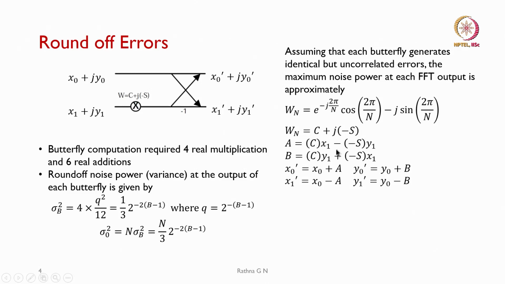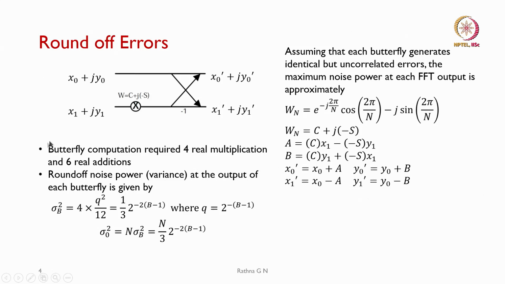Then we know that our a is cos times x1 minus minus sine times y1. In the same way b is represented in this fashion. And then we know that x0' is equal to our real part x0 plus a, where a is given by this equation, and y0' is nothing but y0 plus b, given by this equation. x1' will be x0 minus a, and y1' is going to be y0 minus b. You can verify whether we have got these equations correctly or not.